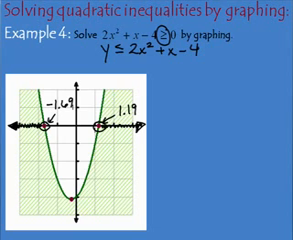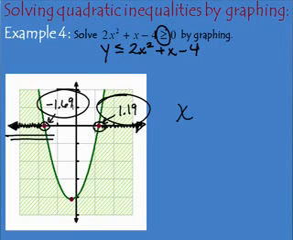1.19. So what we're going to do is write an inequality to make a statement about what I just shaded on the x-axis. So let's take a look at that. Okay, so what I'm going to do here, these are my critical points. My zeros or my roots are my critical points. So I'm going to write a statement about those.